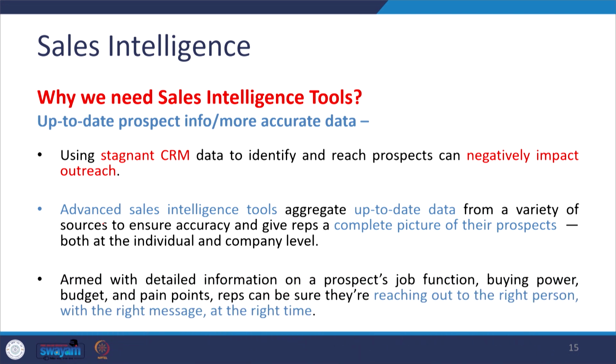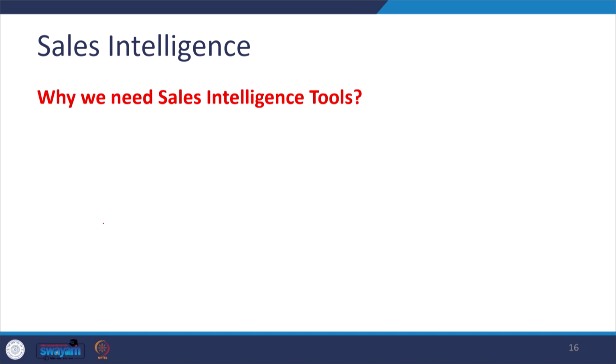It's armed with detailed information on prospect job functions, buying power, budget, and pain points. Representatives can reach out to the right person at the right time with the right message. The third benefit is related to a shortened sales cycle.